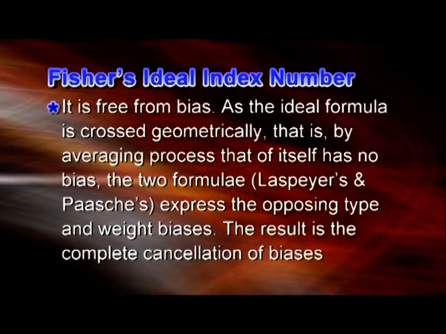As the ideal formula is crossed geometrically, that is, by an averaging process that of itself has no bias, the two formulae, Laspeyres and Paasche's, express the opposing type and weight biases. The result is the complete cancellation of biases.